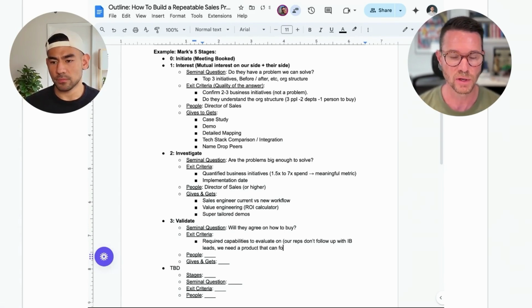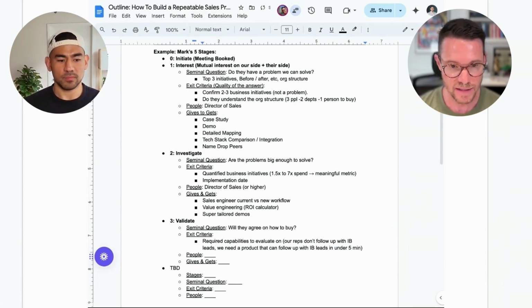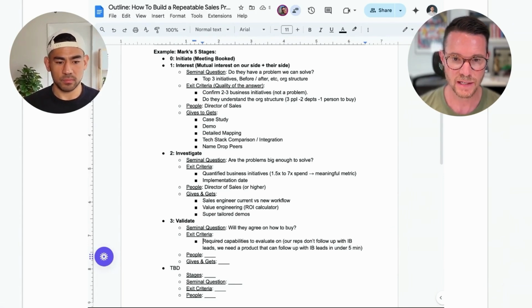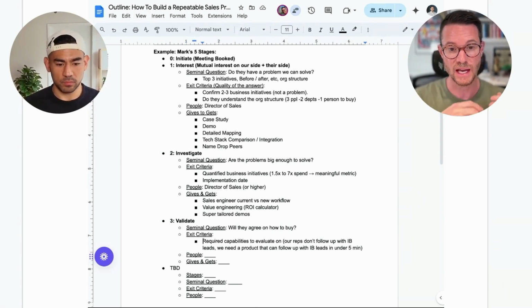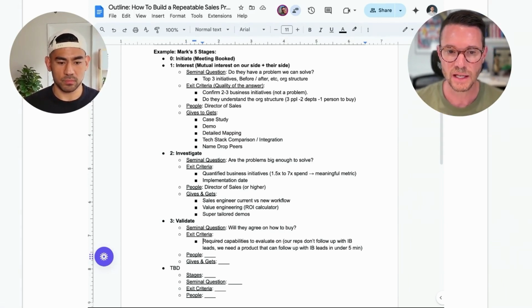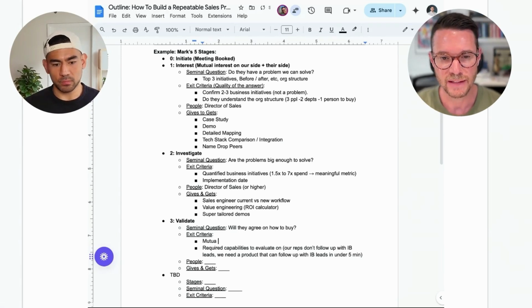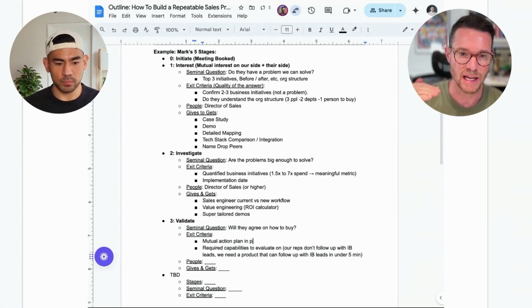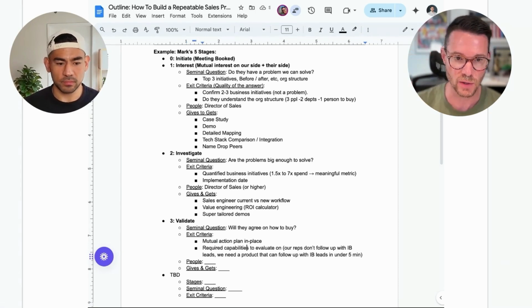For example, our reps don't follow up with inbound leads in a timely manner. We need a product that can help us follow up with an inbound lead in less than 5 minutes. There's lots of companies that can do that, right? Command just teaches you to say how you do it and then how you do it differently or better. But ultimately you need them to say, I need a product to help me follow up with leads in less than 5 minutes. And now that becomes a part of the required capabilities.